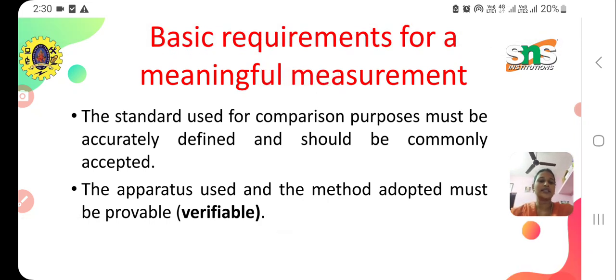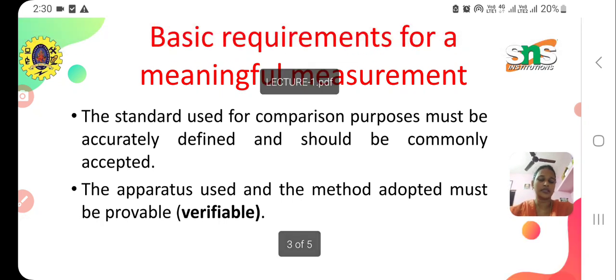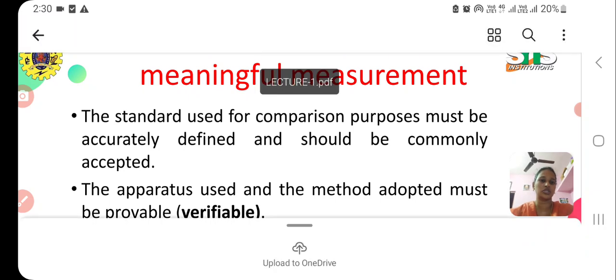The second requirement is the apparatus used and the method adopted. In general, we don't have a standard for every unit. So we can have an apparatus setup, which may involve an indirect comparison, and also some process in order to measure something. The process and the apparatus setup should be verified, or it should be proved that the measured value is correct. These also have to be commonly accepted, as mentioned above.